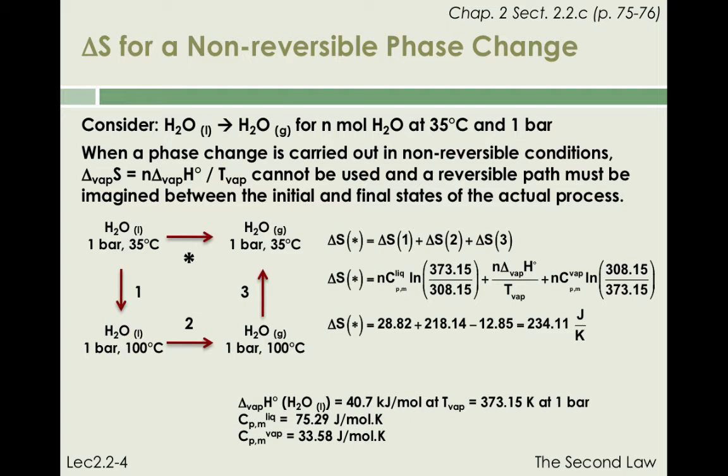At this point, it is also important to realize that we cannot say anything about the spontaneity of water vaporization at 35 degrees Celsius because all we have done is calculate delta S for the system. We still need to calculate delta S for the surroundings and delta S for the universe, and finally check the sign of the latter quantity.